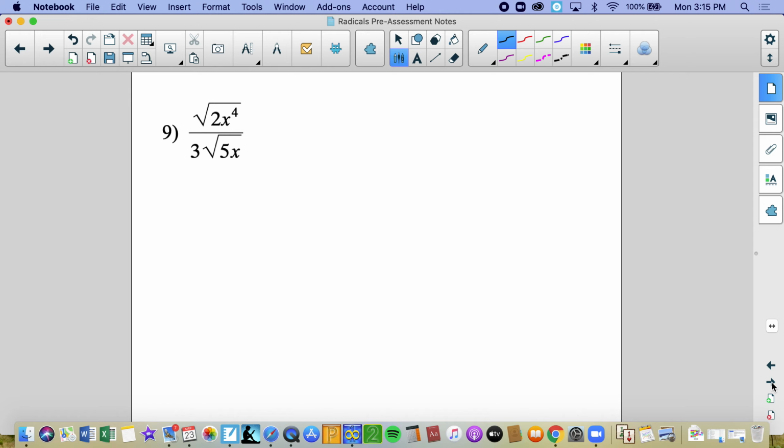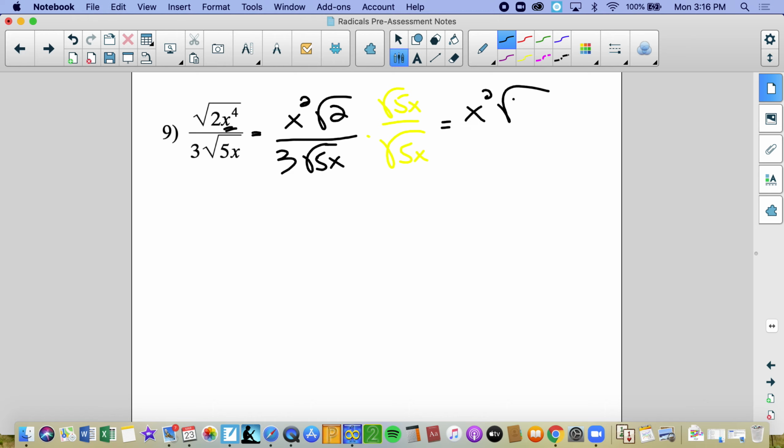Now we have some variables in here. I'm going to simplify this first. I see that that is a perfect square. So that's going to produce x squared rad 2. And then I have 3 rad 5x. So if I rationalize it, I'm going to multiply it by rad 5x over rad 5x. That leaves me with x squared times rad 10x.